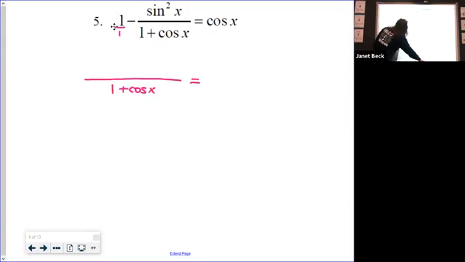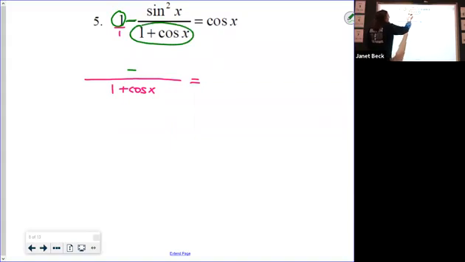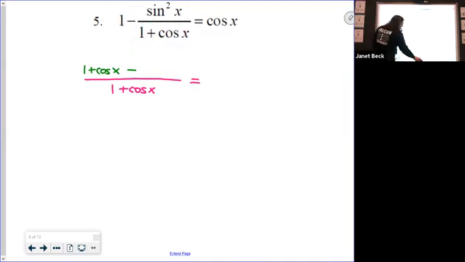And I'm combining two fractions separated by subtraction. This first numerator has to be multiplied by this denominator. So I've got 1 times 1 plus cos x, and I can do that in my head. If it's more complicated, maybe you need to write that out, yeah? And the other numerator is just being multiplied by 1. This numerator is already over that denominator, so it's not going to change.